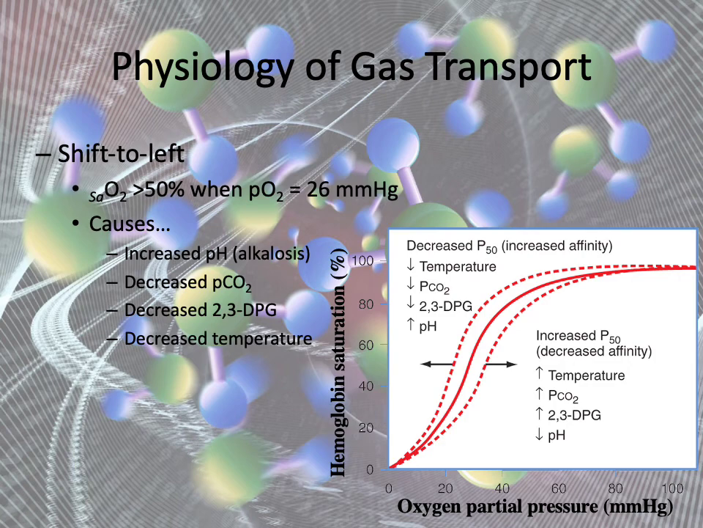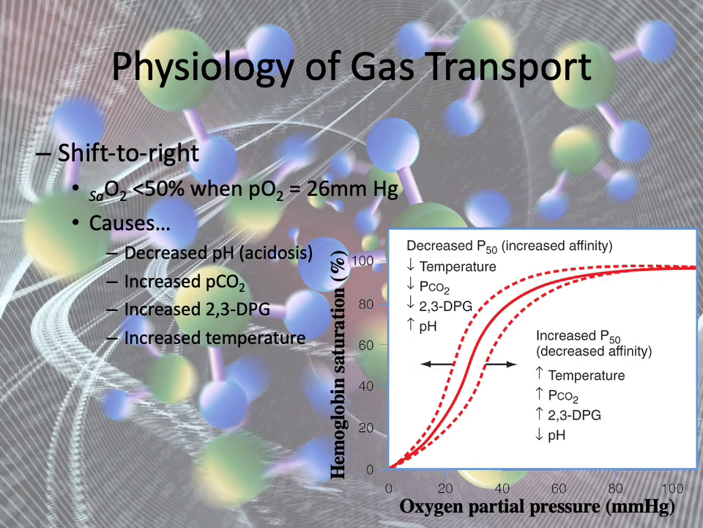Okay? Decreased 2,3-DPG. The main role of 2,3-DPG in the red blood cells is to kick oxygen off of hemoglobin. So if you don't have enough of it, then oxygen is more likely going to stay attached to hemoglobin. Decreased temperature, because of decreased metabolic rate and increased solubility of gas in the blood. Okay, so these are all factors that cause hemoglobin to have an increased affinity for oxygen. Now we'll look at the shift to the right.